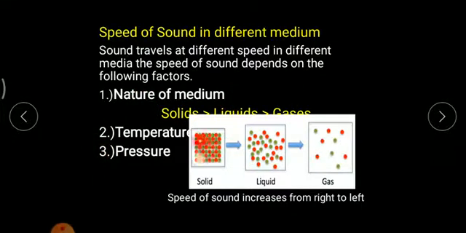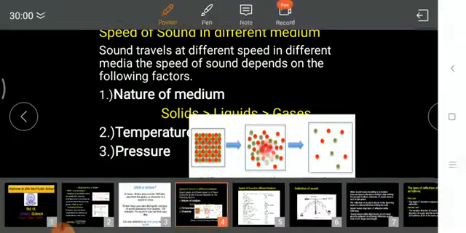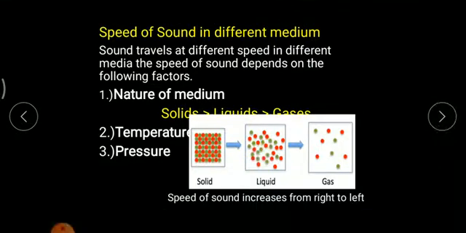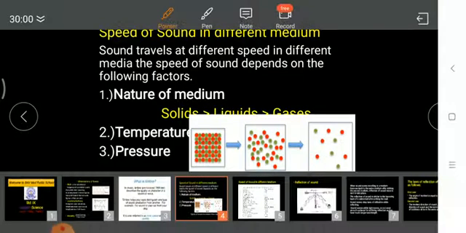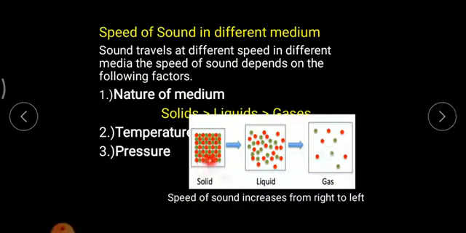Now, as you can see, solid objects are more compact. Here the molecules are closely packed with each other, whereas in liquid it is less compact as compared to solid, and in gaseous the molecules are very much apart from each other. They are at a certain distance. So the speed of sound is always very fast in solid substances. In liquid it is less fast than solid, and in gaseous it is least among the three cases.